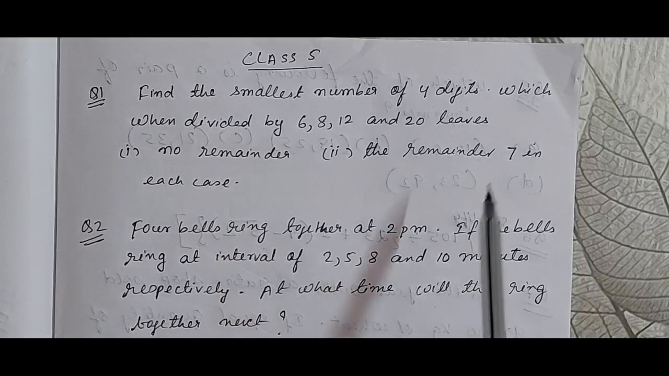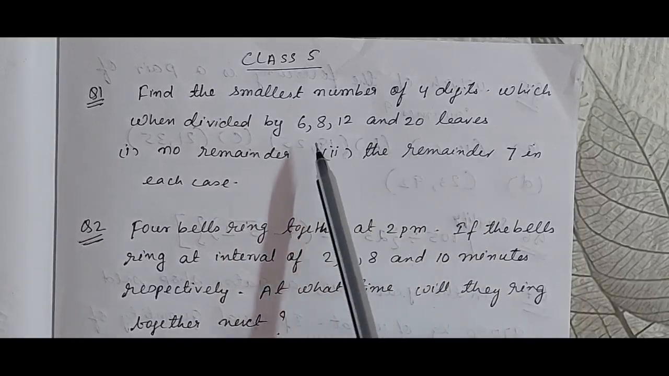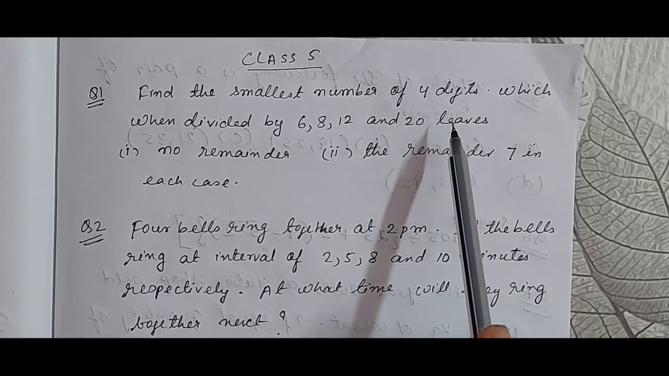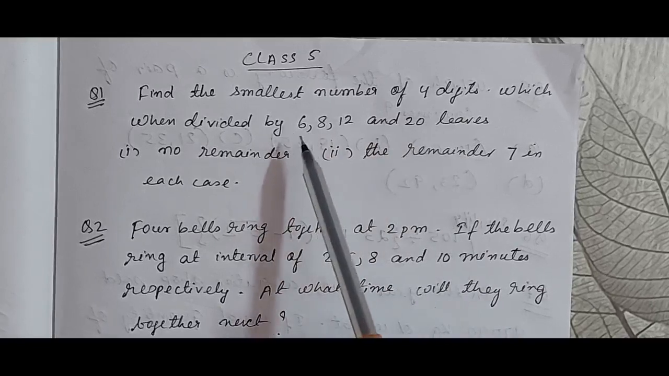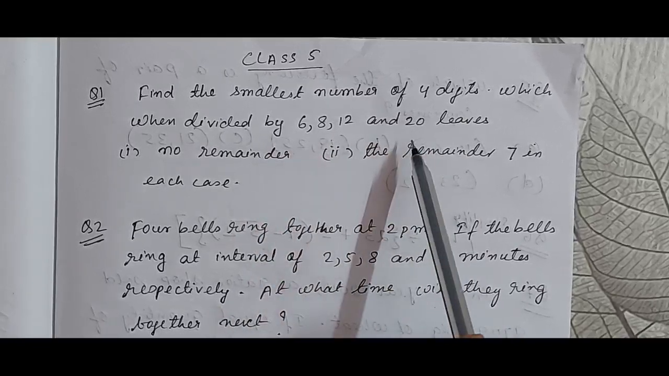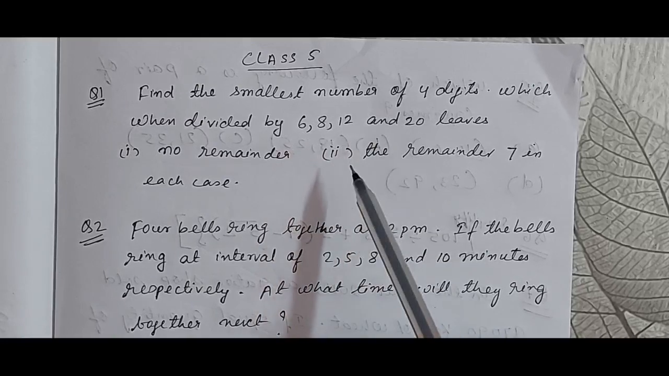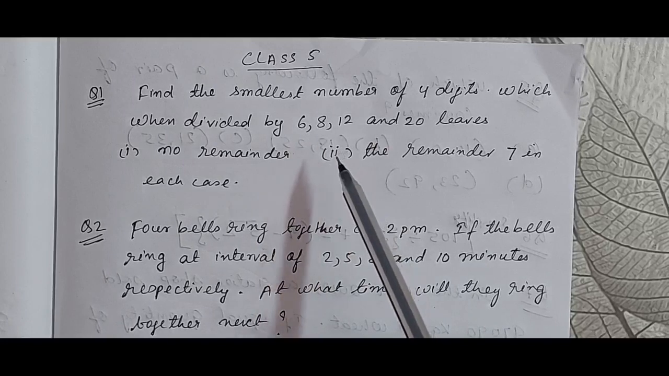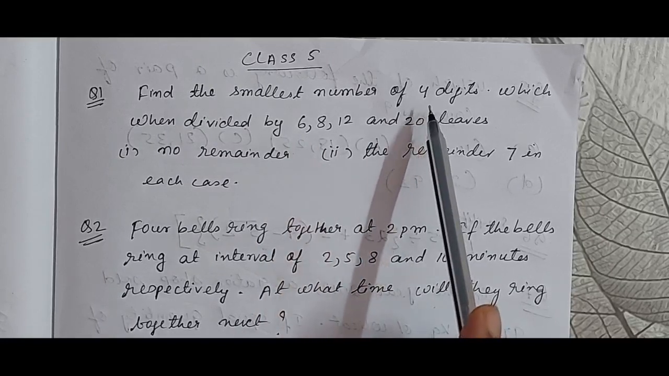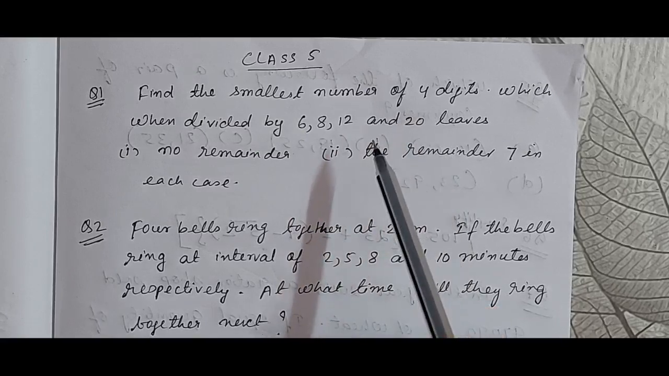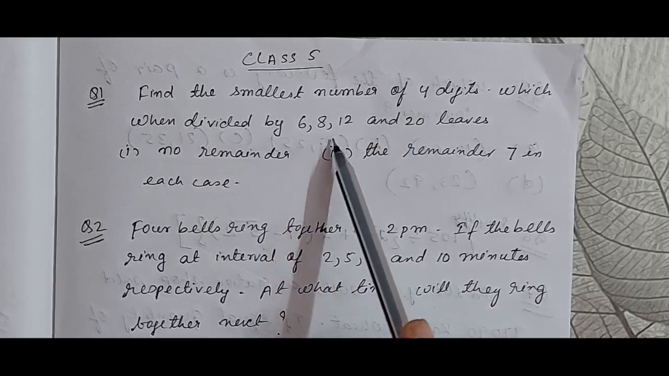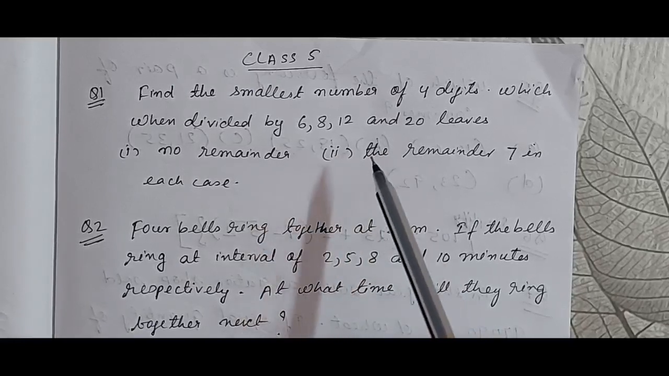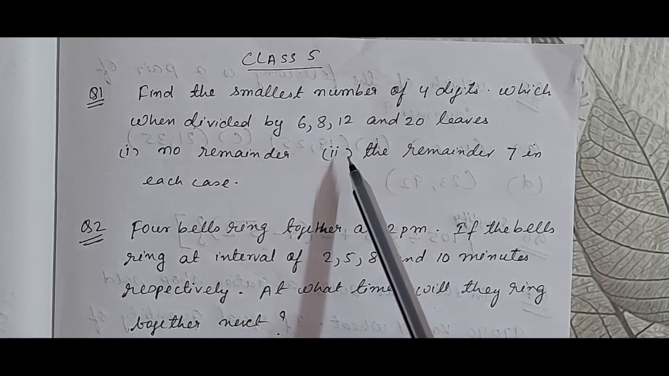So here, first of all, you must know what is the smallest number of 4 digits, that is 1000, and 1000 has to be divided by each of them. That means let us take out a common multiple of these 4 numbers, that is 6, 8, 12 and 20. Now if we divide the smallest 4 digit number, that is 1000, by the LCM of 6, 8, 12 and 20, then we definitely are going to get a remainder.